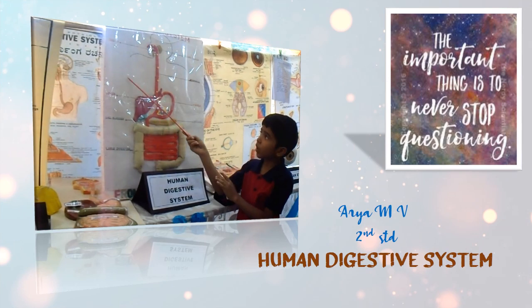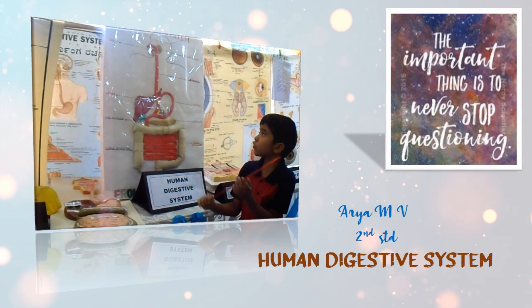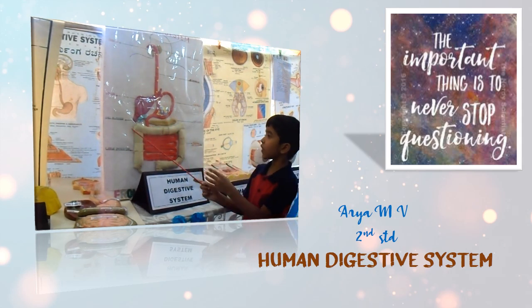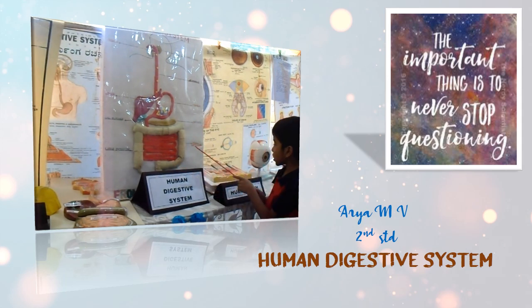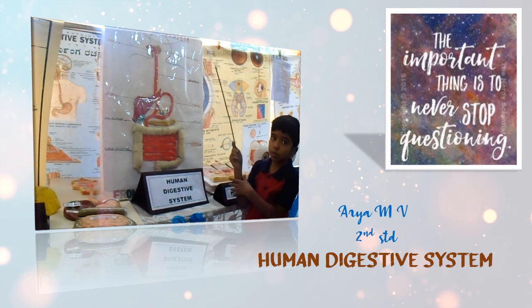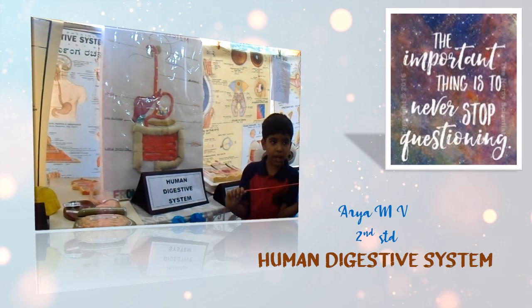I am going to talk about the digestive system. The digestive system consists of the mouth, salivary glands, esophagus, stomach, liver, gallbladder, pancreas, small intestine, large intestine, rectum and anus. When the food goes inside the mouth, the teeth chew it into small pieces with the help of saliva. Salivary glands secrete saliva.